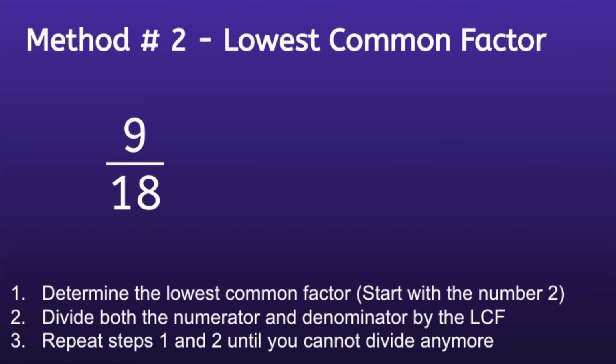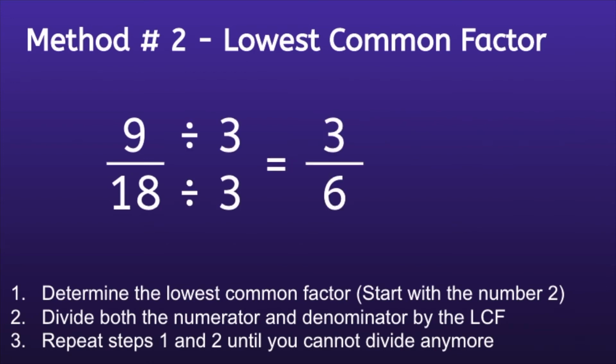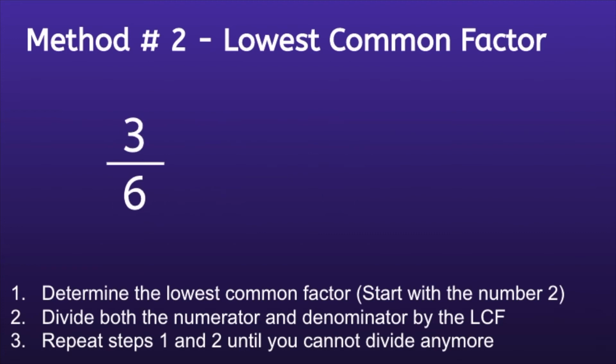I know that 9 cannot be divided by 2 because it is an odd number. So we have to go up to the next number, which is 3. 9 can be divided by 3. 18 can also be divided by 3, because both 9 and 18 are divisible by 3. 9 divided by 3 is equal to 3. 18 divided by 3 is equal to 6. We now have the fraction 3 over 6.